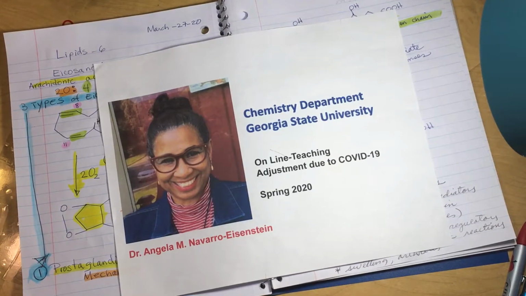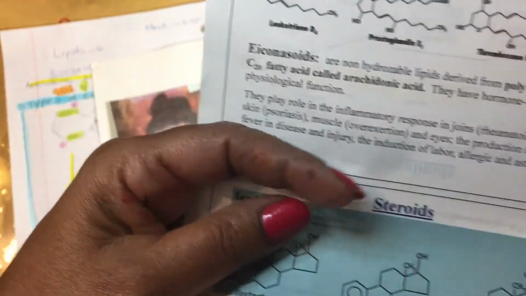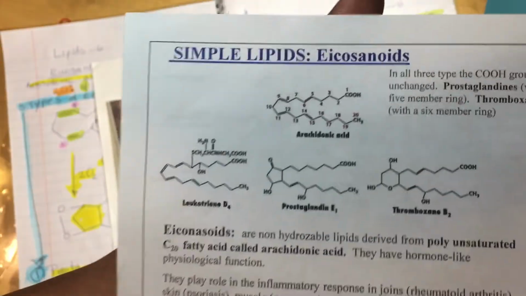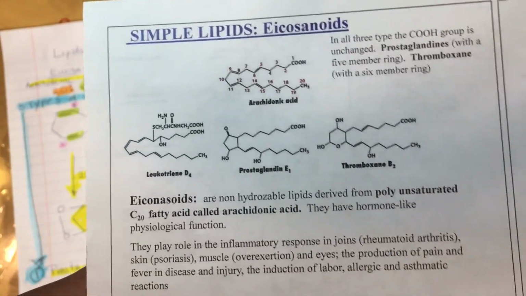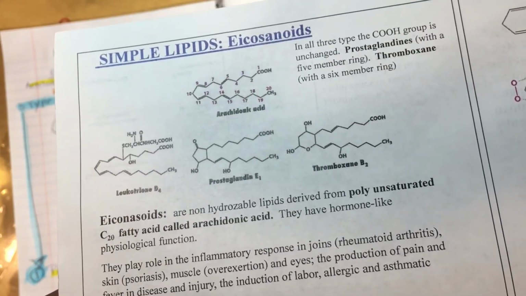In this video, we are going to discuss the last class of lipids that are not hydrolyzable and are not part of the membranes, but they have important functions for the body. This is when we discuss the family of eicosanoids, in which we have prostaglandins, thromboxanes, and leukotrienes.